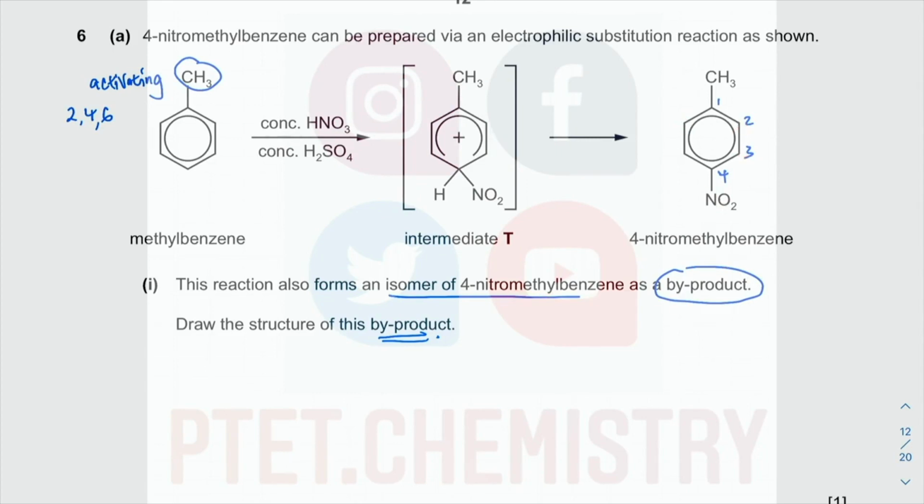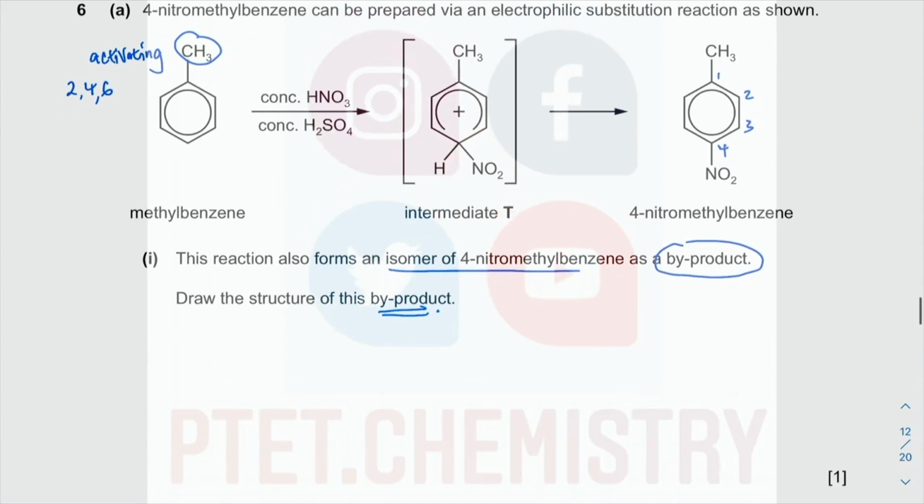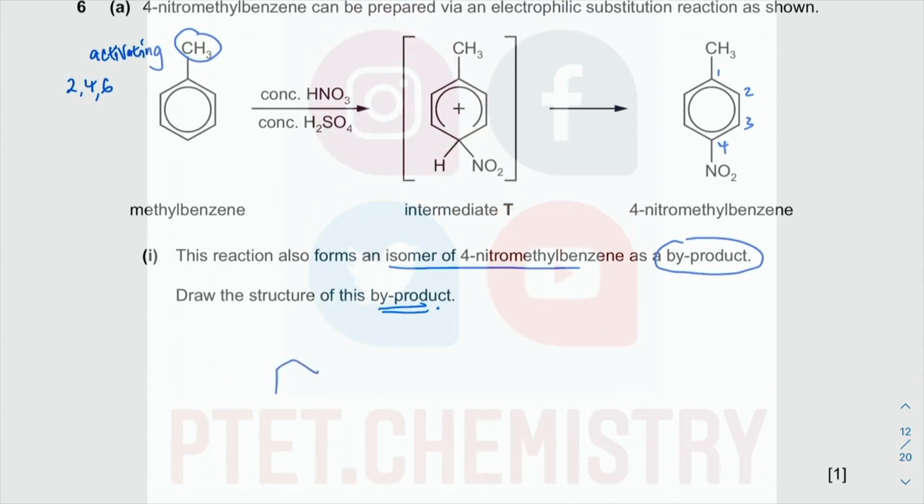But it cannot be 3 because the CH3 is activating the 2, 4, and 6 positions due to the stabilization of the carbocation intermediate produced. So this byproduct can only be 2-nitromethylbenzene. When you put the NO2 there, you want the lowest number, it will still be 1 and 2. Here is 1 and 2, so it will still be 2-nitromethylbenzene.